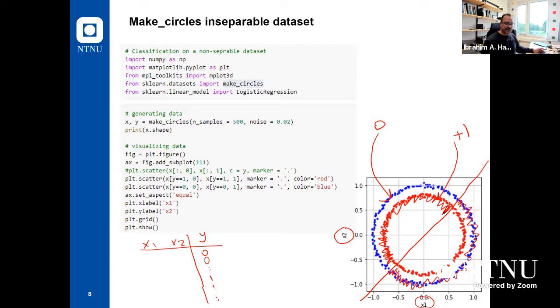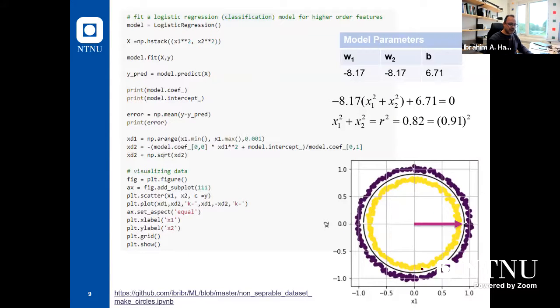So what will happen now? The accuracy will be maybe 50% or 25%. So it's impossible to classify this data set using a straight line, and we need to find something different. We need to try to invent or construct a new feature which will help us to simplify this problem and make it linearly separable. So how can we do this?